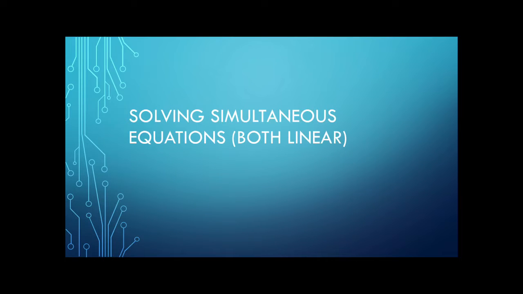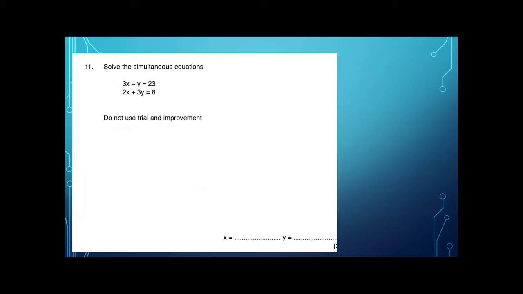Okay, today's lesson we're going to solve simultaneous equations, and both equations will be linear. That just means there isn't an x squared or something like xy. Solve the simultaneous equations. Okay, I'm going to label this equation 1 and label equation 2.